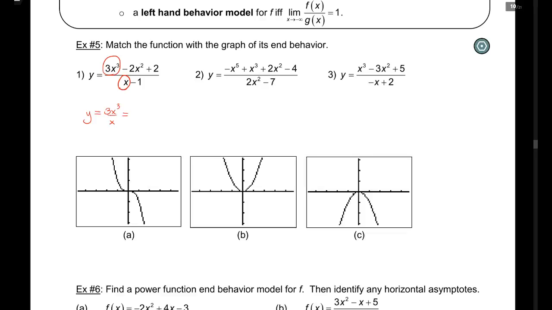And what do we get? We get 3x squared. We don't care about anything else, because end behavior only has to do with limits as x goes to infinity. So all we care about is that largest term. So it's B. Okay. How about number 2?